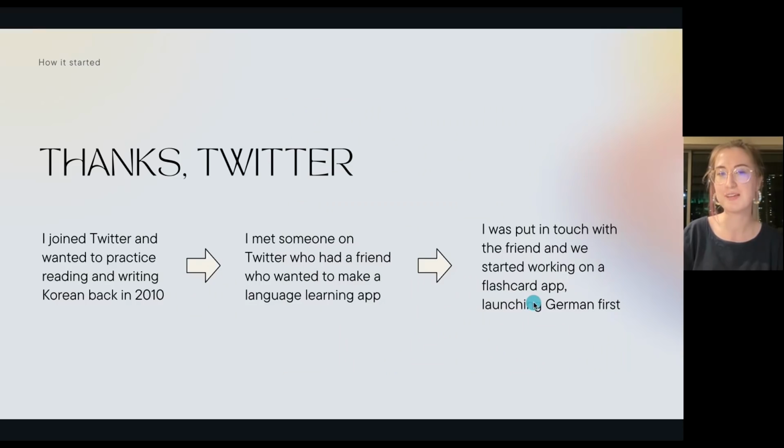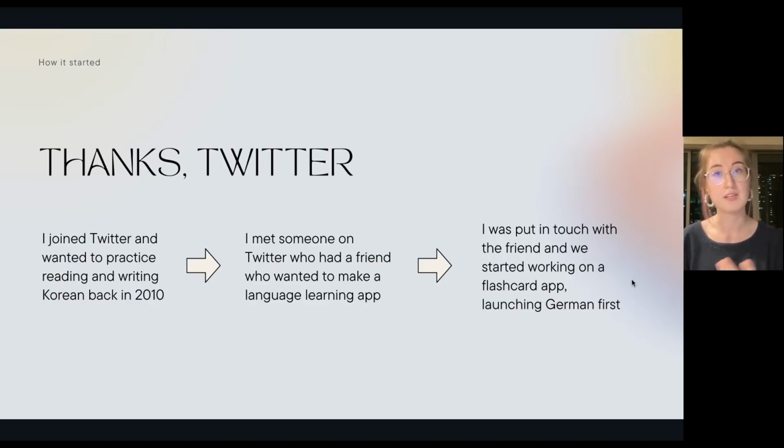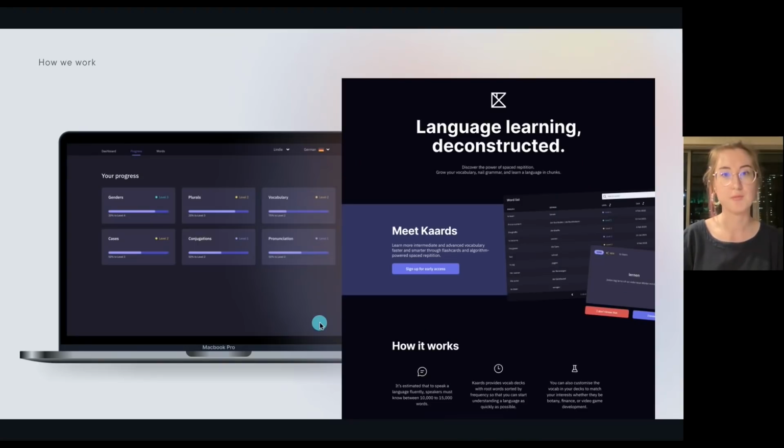But what I'm getting to is that I joined Twitter a few years ago to start practicing Korean. I wanted to read and write a lot more on Twitter in Korean. Then a few months ago, I met somebody who said, hey, I have a friend who wants to build an app and they need a designer. I met this person on Twitter and I got put in touch with them. So I was put in touch with a friend and we decided it's a good idea to start building this app together. And the app we're building is a flashcard app for German.